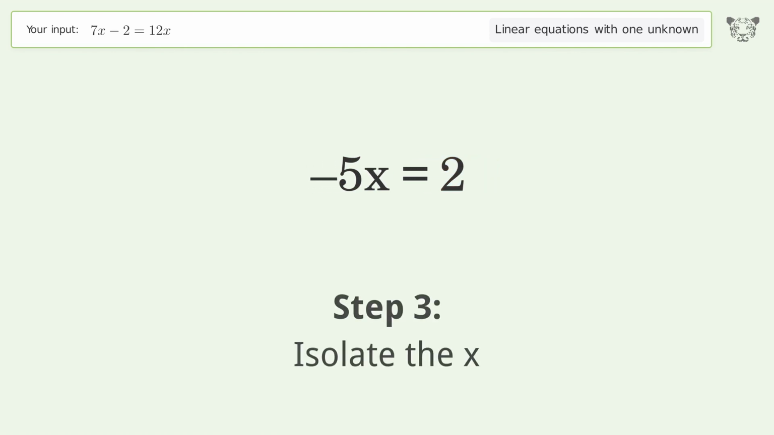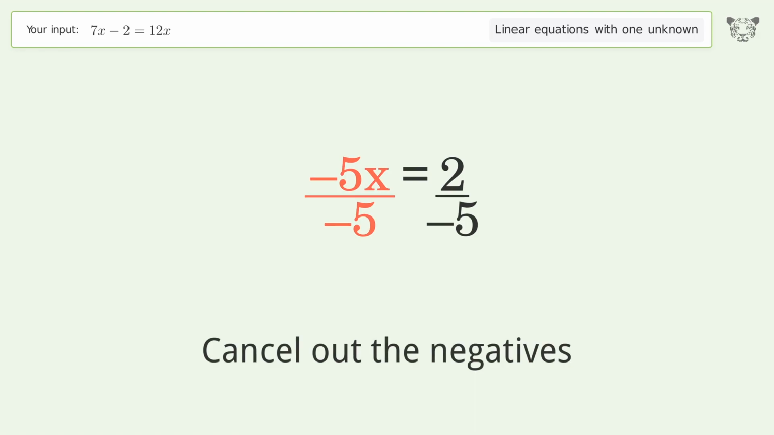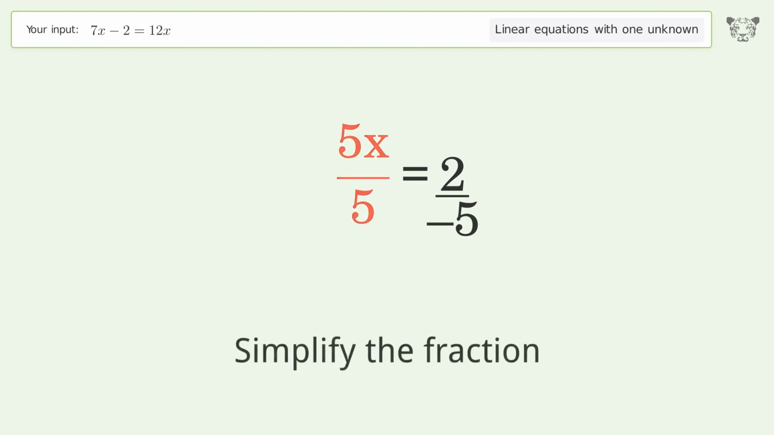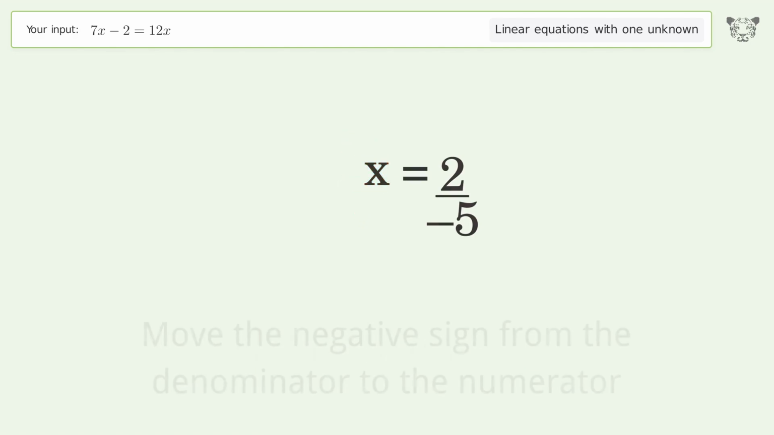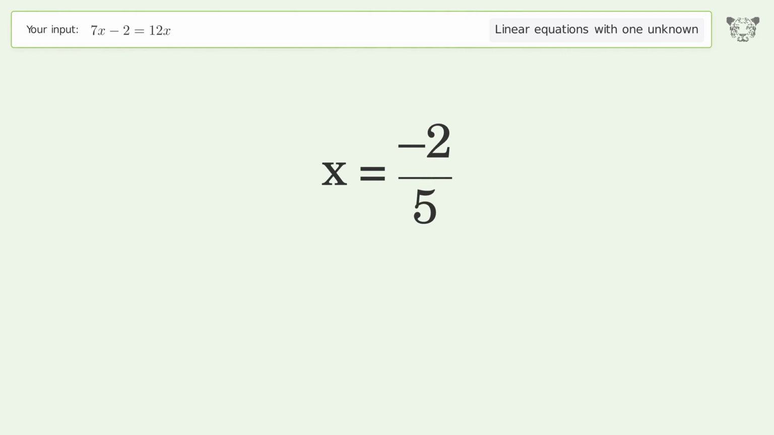Isolate the x. Divide both sides by -5. Cancel out the negatives. Simplify the fraction. Move the negative sign from the denominator to the numerator. And so the final result is x equals -2/5.